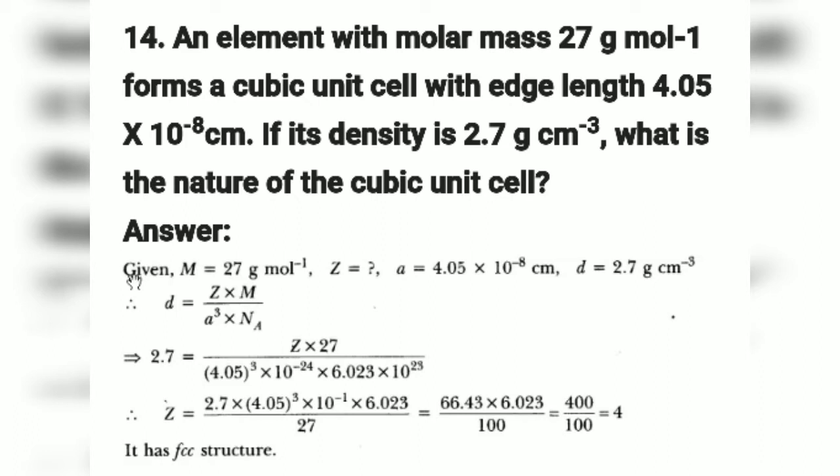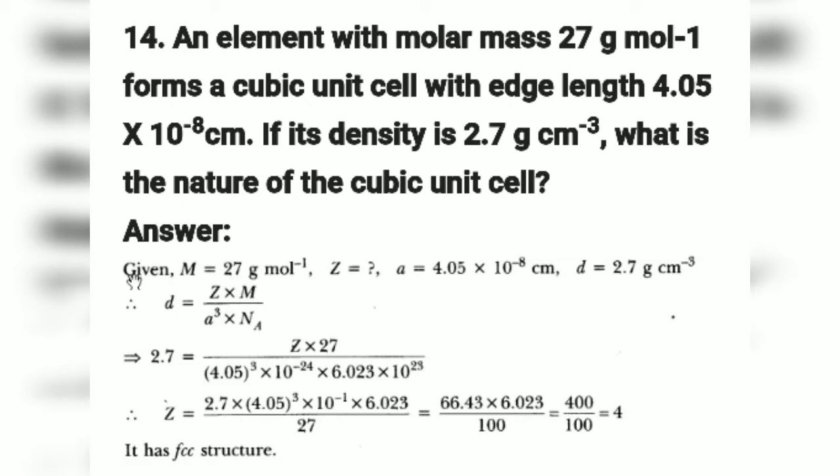An element with molar mass 27 gram per mole forms a cubic unit cell with edge length 4.05 into 10 raised to minus 8 centimeter. If its density is 2.7 gram per centimeter cube, what is the nature of the cubic unit cell? Now pay attention. You are given the molar mass, that is 27. Z you don't know; you have to find it out. A is already given to you and D is already given to you.